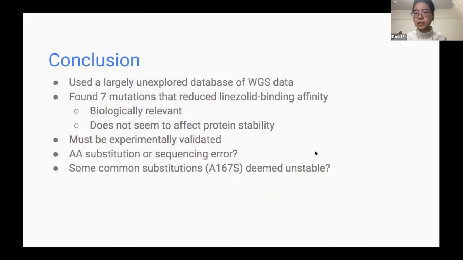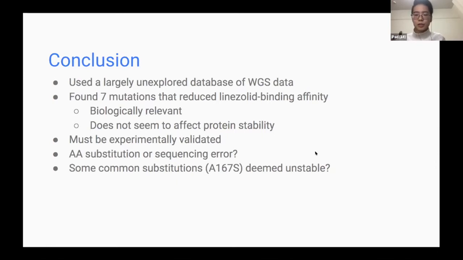So my conclusion is basically that I used a largely unutilized database full of whole genome sequencing data, and I was able to find 7 mutations that reduce linezolid binding affinity in silico. They are biologically relevant mutations, and they do not seem to affect protein stability, at least in terms of the 2 large tools that I've used to assess them. Of course, these have to be experimentally validated before we can draw any conclusions from these data.